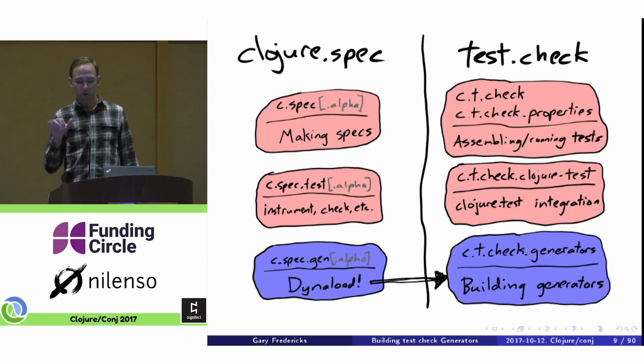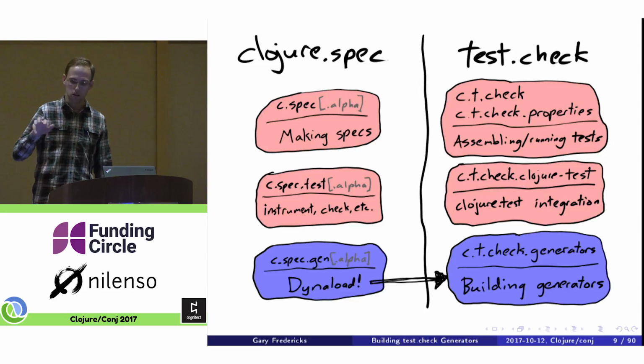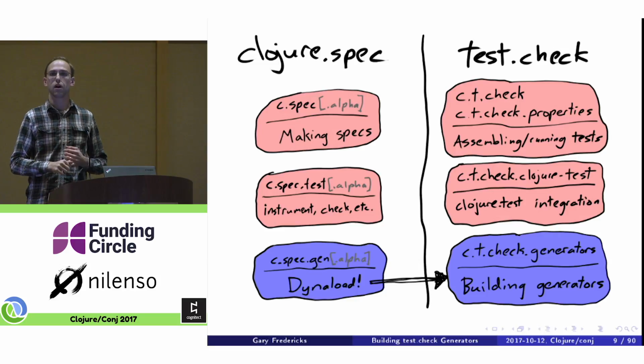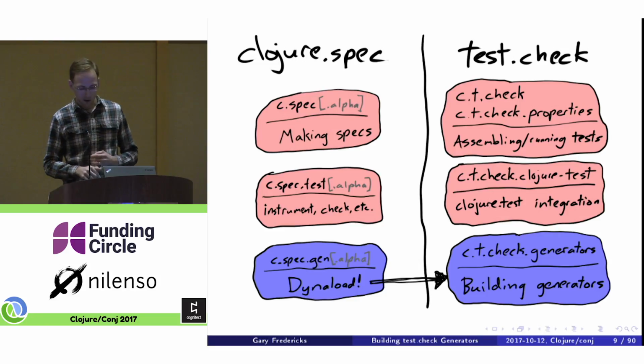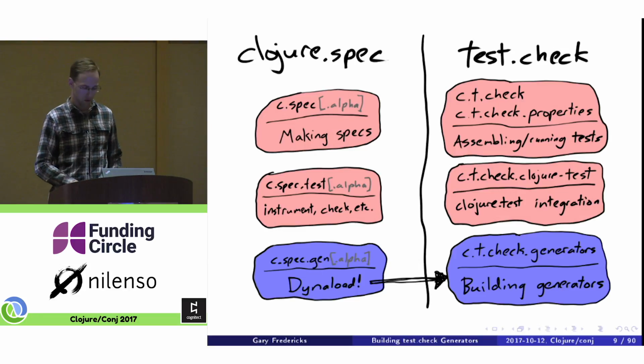So whichever side you're using, you're probably going to be encountering the generators namespace on the bottom right, and that's where this talk is going to be focused. So it should be useful to people coming from either direction, and for the most part, I'm not going to talk about this distinction anymore. So we're just going to be in the bottom right.